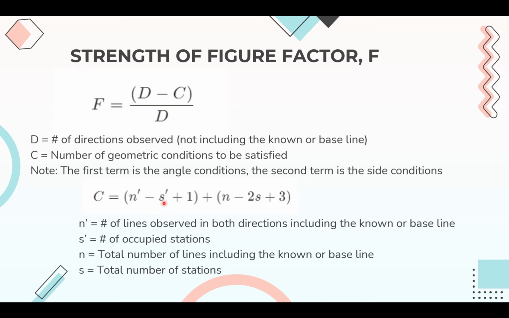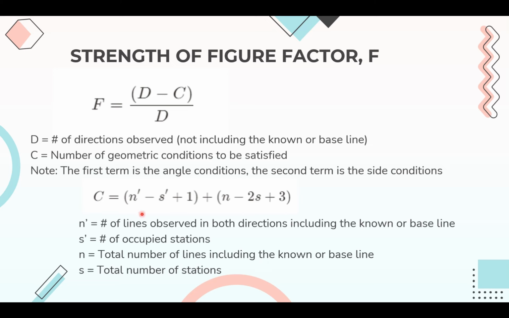So what are N prime, S prime, N and S? N prime is the number of lines observed in both directions including the known or baseline. S prime is the number of occupied stations. N is the total number of lines including the known or baseline, and S is the total number of stations.